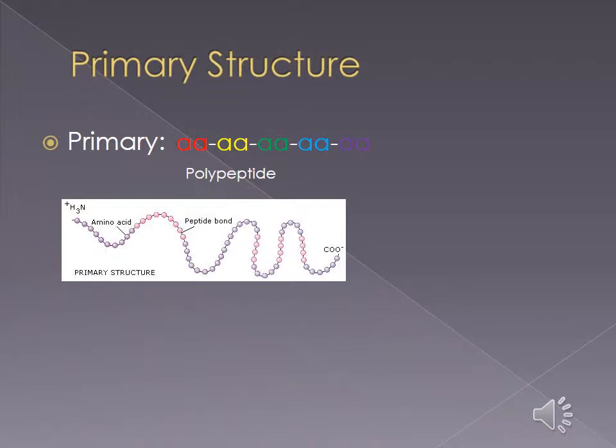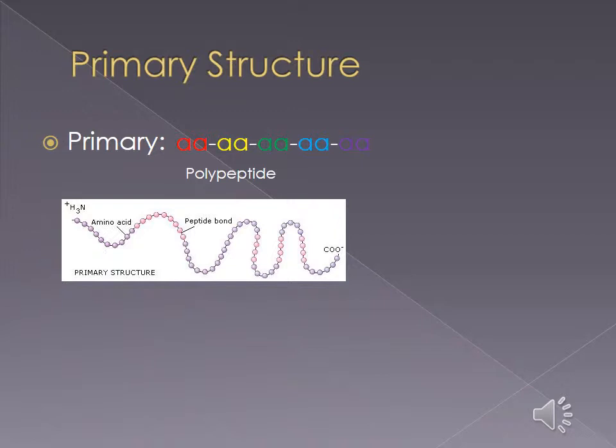Okay, so now we can move on to the primary structure. The primary structure is basically the ordering of the single chain of amino acids. As you see here, there are different colorings of the two letters AA standing for amino acid, and the dash between them standing for the peptide bond between them.